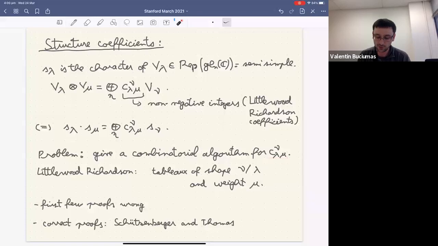These would be computed in terms of the numbers of certain tableaux of a certain shape and a certain weight. Their proof was not correct. In fact, I think they only proved it in certain special cases. There were a few other proofs that were incorrect. And then at some point, there was a correct proof due to Schützenberger and also, I think, independently by Thomas.